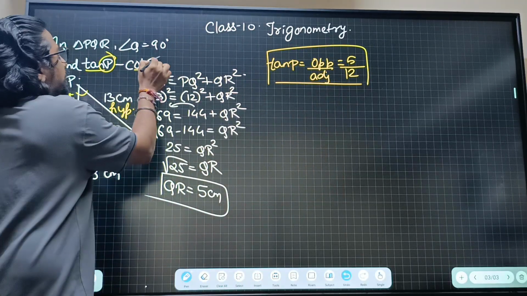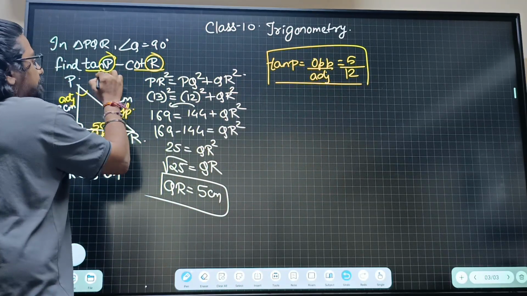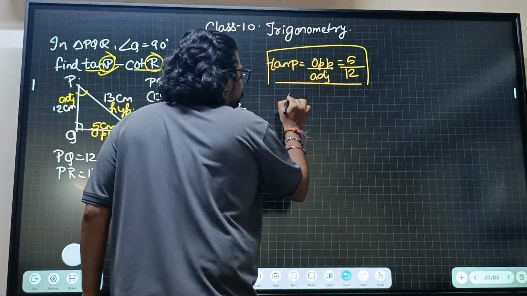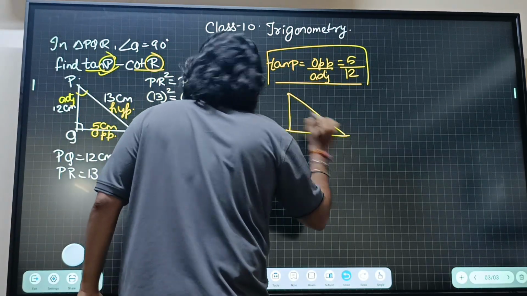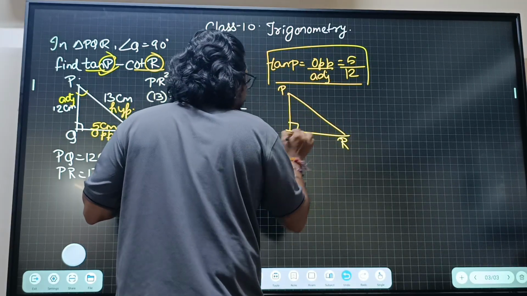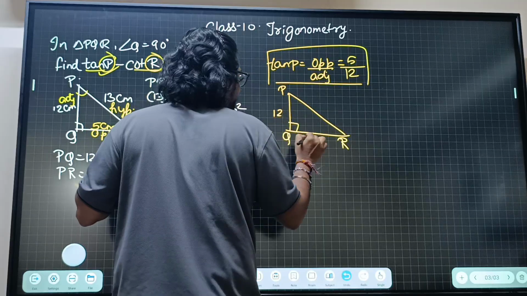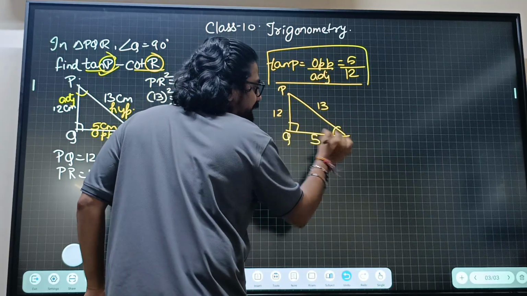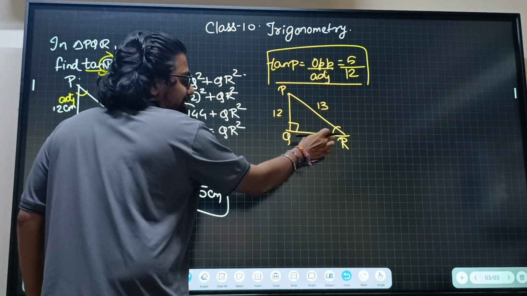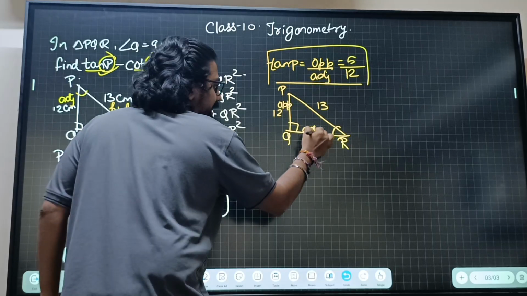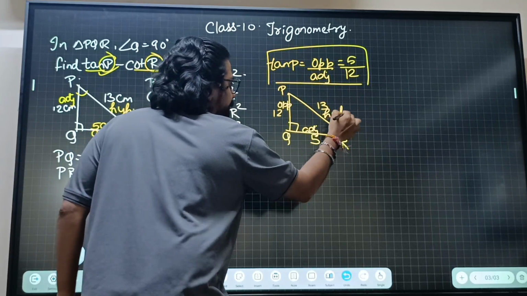Second हमको क्या चाहिए? Cot R. अलग एंगल चाहिए. पहले हमको एंगल P चाहिए था, अब हमको चाहिए एंगल R. So we will plot again the same triangle. Everything will remain the same. P Q R. एंगल Q 90 है, ये 12 सेंटीमीटर है, ये 5 है, ये 13 है. लेकिन इस टाइम अराउंड हमको क्या चाहिए? एंगल R. So this is our angle R. So this becomes our opposite. This becomes adjacent, this becomes hypotenuse.